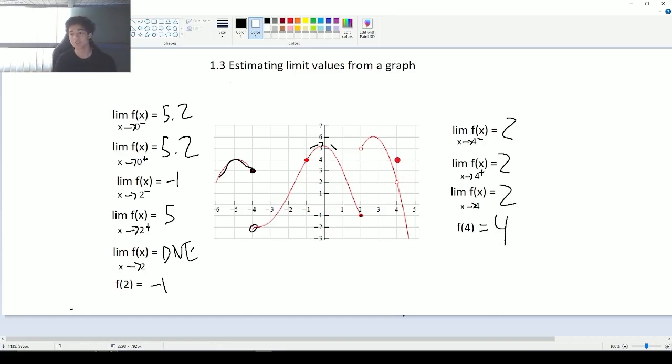And that's it for this section. This section is pretty short, pretty simple, and pretty similar to the last one. So we're going to move on.